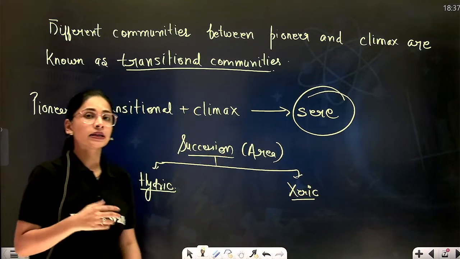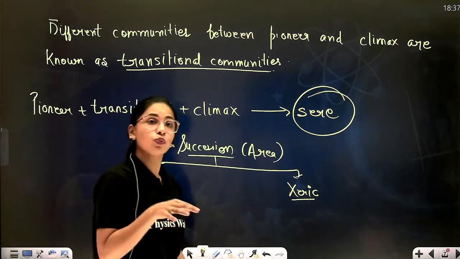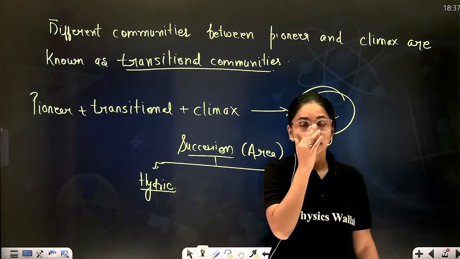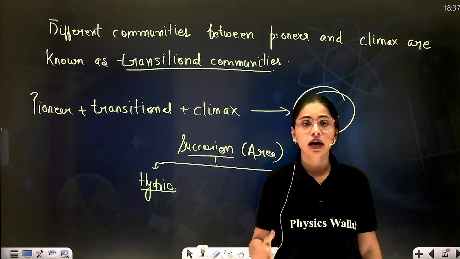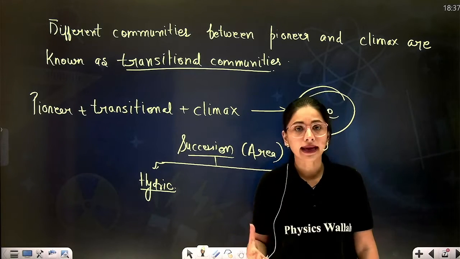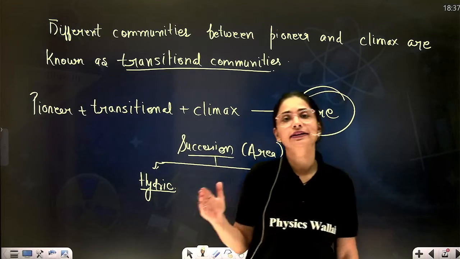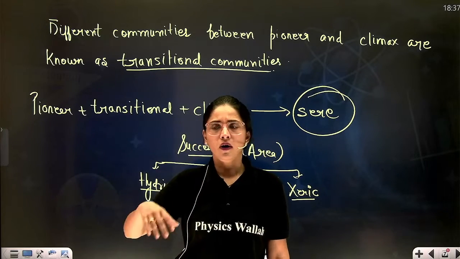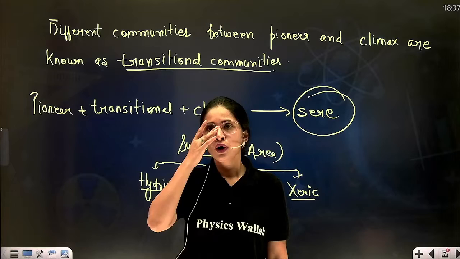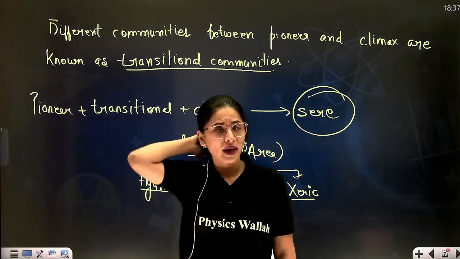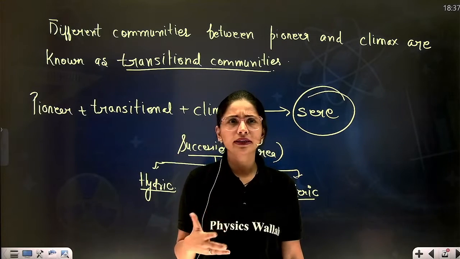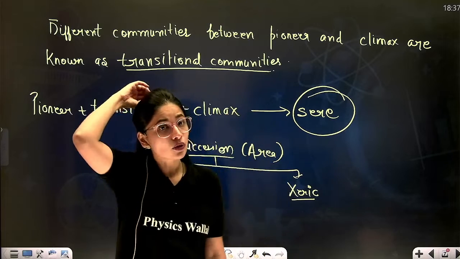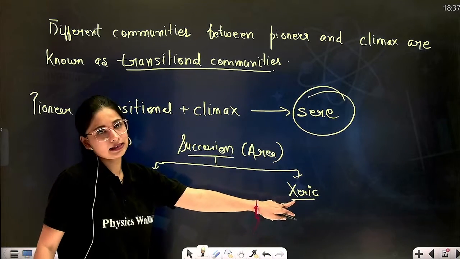Beta, when the succession starts in water, then that is known as hydric. Suppose succession starts in a pond or in a lake, then that is called hydric succession. And if succession starts on a rock, or in a jungle as I told you, or in a desert area where water availability is very less, then that is called xeric succession.